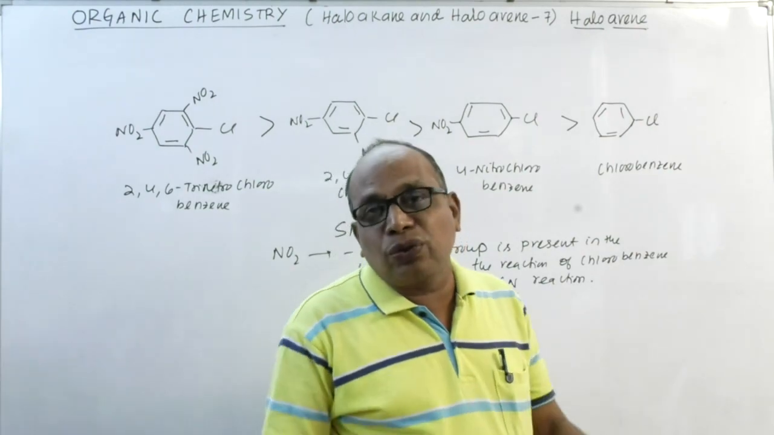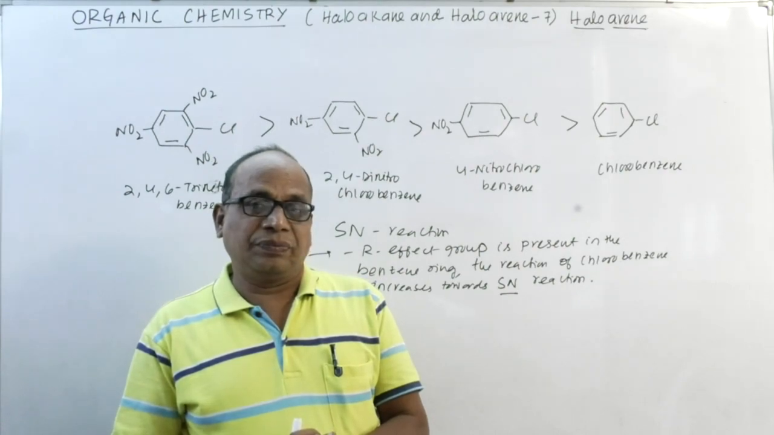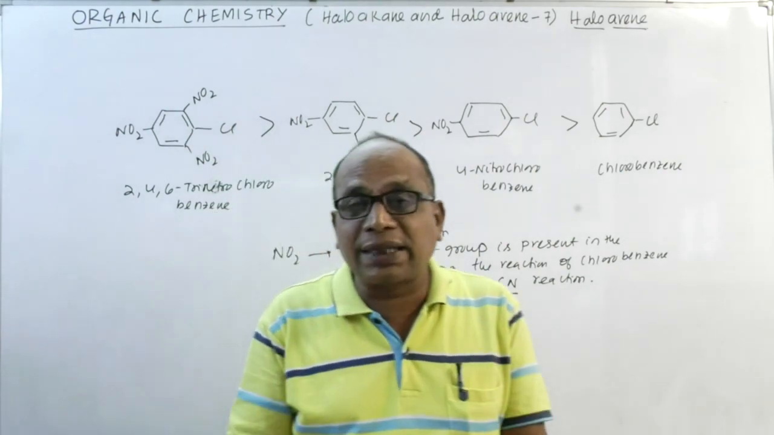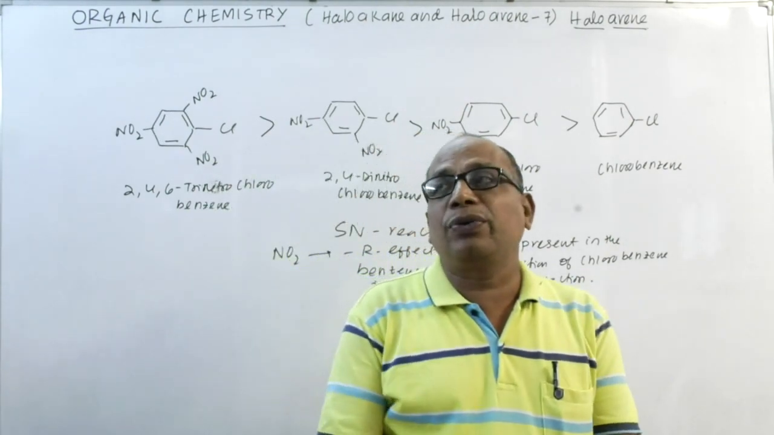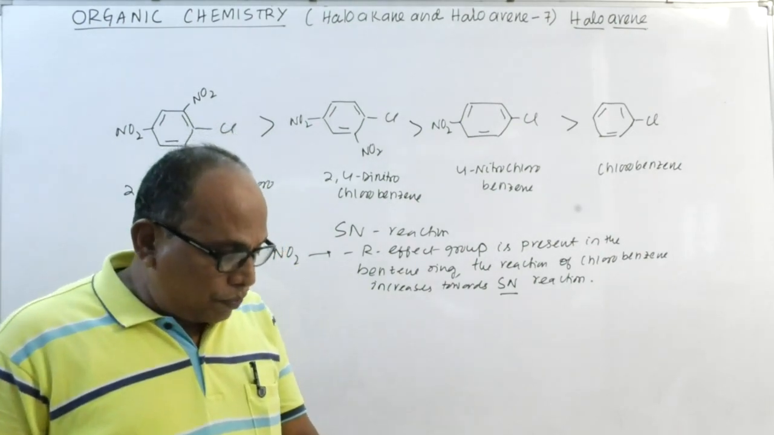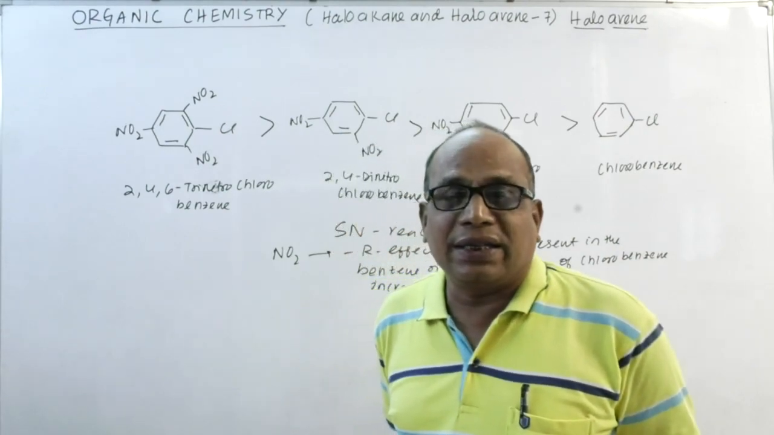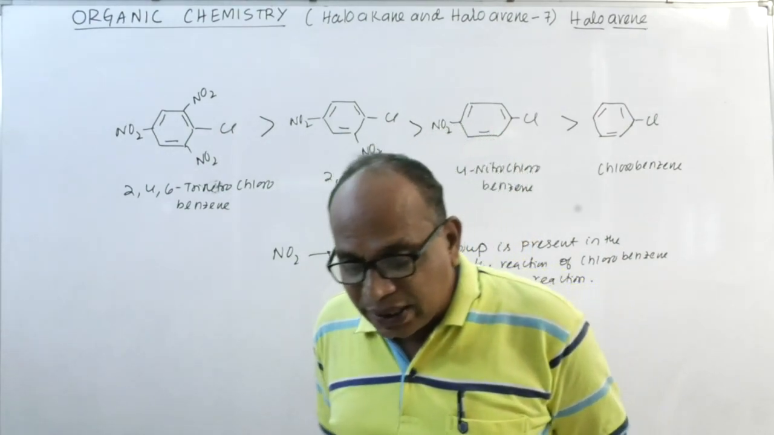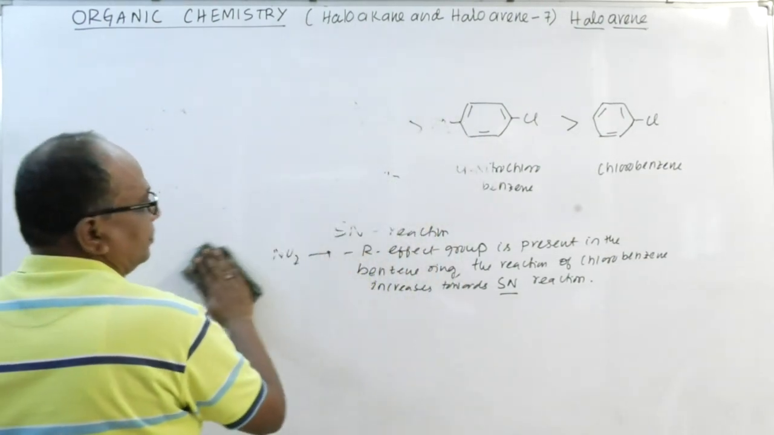Okay students, actually chlorobenzene does not undergo any SN reaction, but if the benzene ring of the chlorobenzene is substituted by a nitro group, that electron withdrawing group, the reactivity increases.